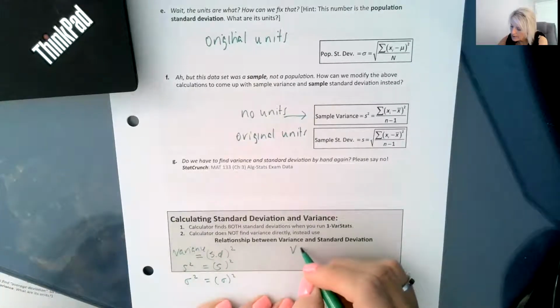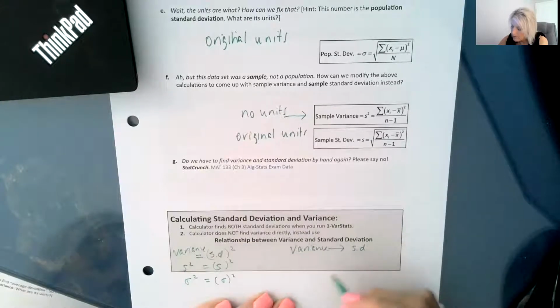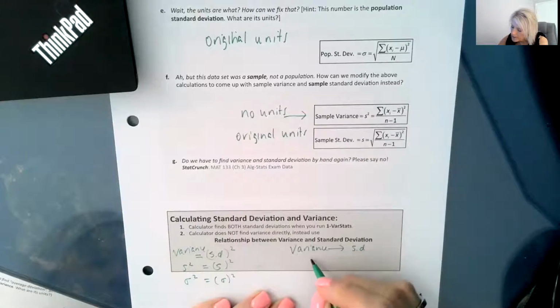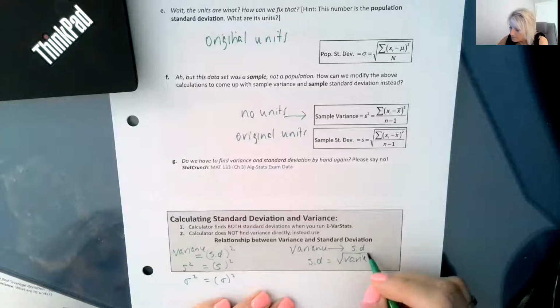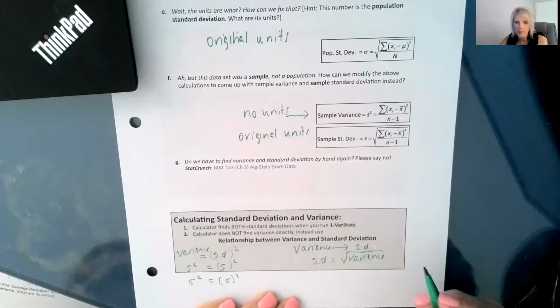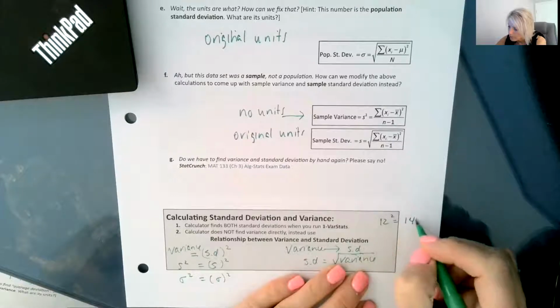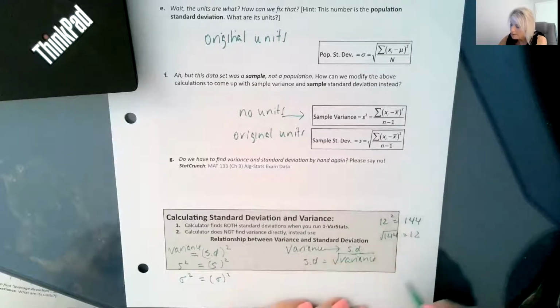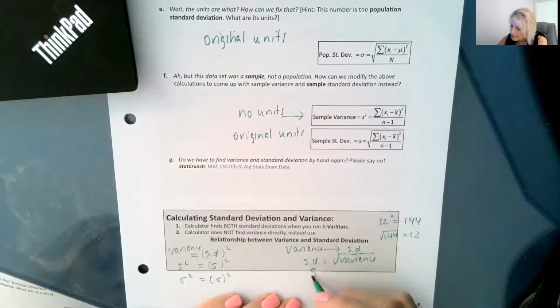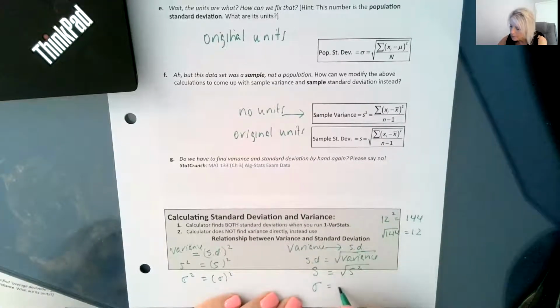If you have variance and you want to go to the standard deviation, then the standard deviation is equal to the square root of the variance. Remember, squares and square roots undo each other. Just like 12 squared is 144, and the square root of 144 is 12. So this standard deviation will be the square root of this variance for the sample. This standard deviation will be the square root of this variance of the population.